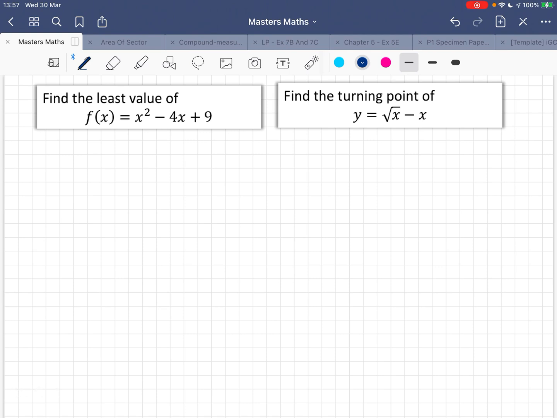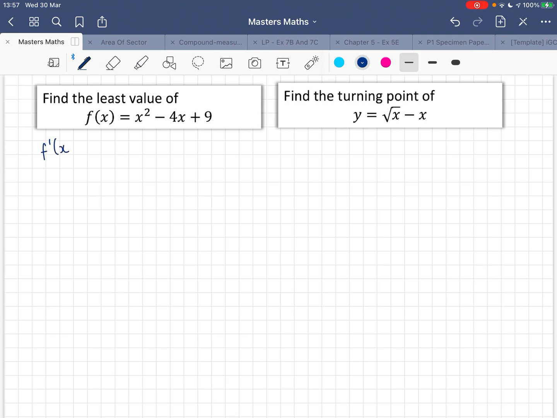Okay, find the least value of f of x equals x squared minus 4x plus 9. I'm going to show you two ways to do this. The first way works for any type of function. The second way only works if our function's quadratic. So definitely pay closest attention to the first method, because you can use that whenever. Method 2 is just a bit easier for a specific quadratic function. So find the least value of f of x equals x squared minus 4x plus 9.